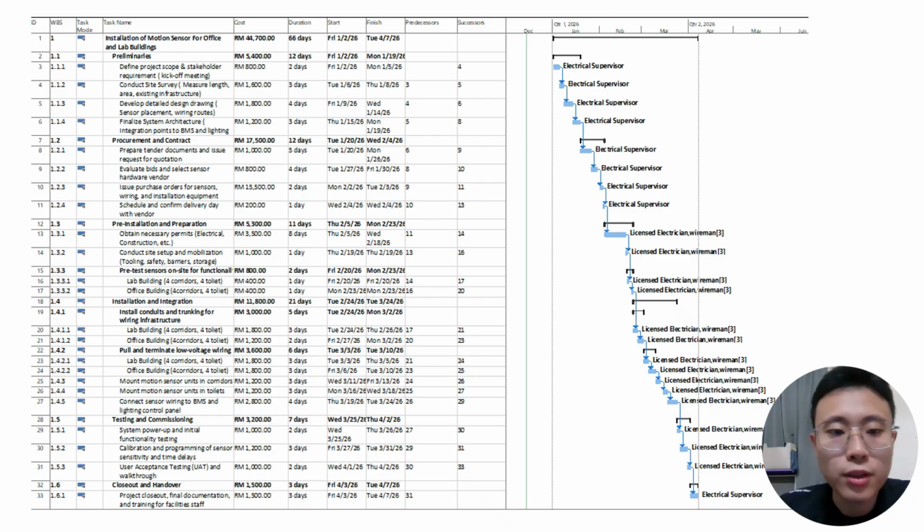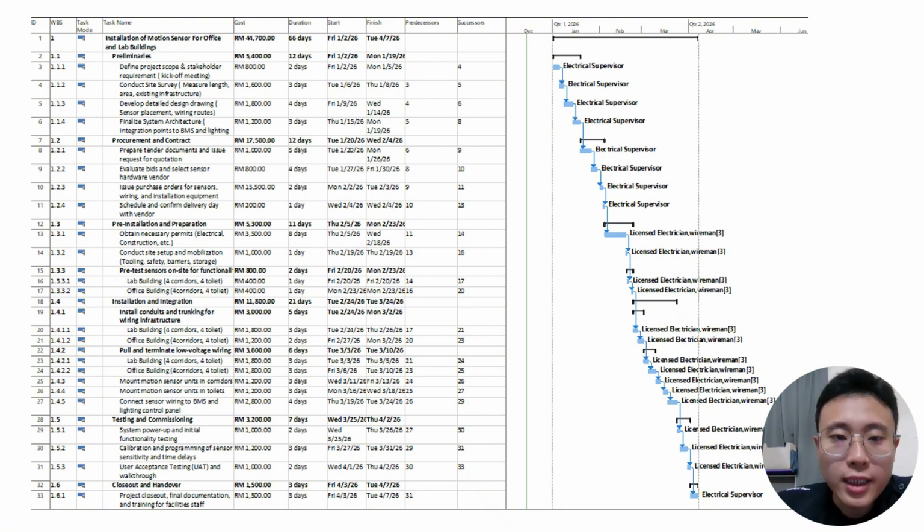Through this Gantt chart, we can know that this project is scheduled to start on a Friday, which is 2 January 2026, and will finish on Tuesday, 7 April 2026, with a total duration of 66 days. The overall project budget is about 44,700. So this Gantt chart will provide a clear visual representation of the project timeline by task sequencing, duration, and resource allocation throughout the project lifecycle.